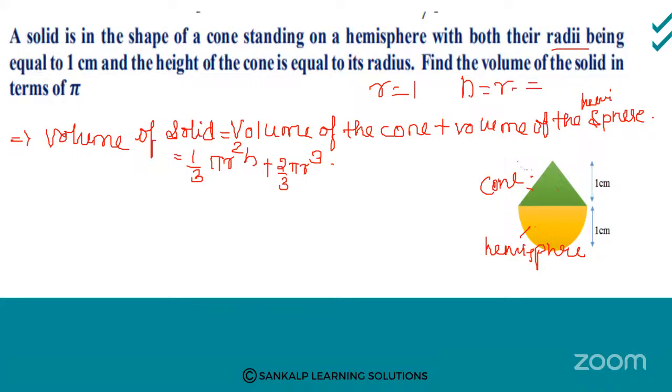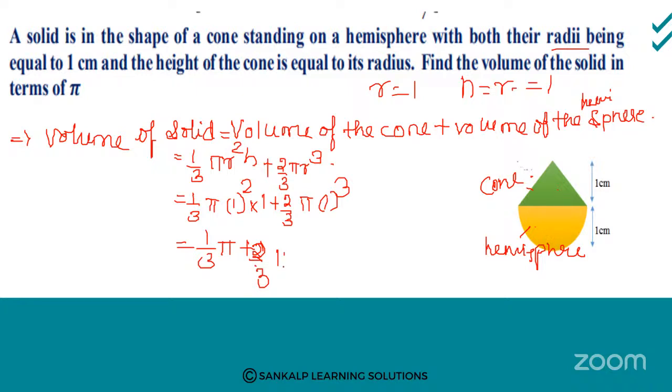That means the height is equal to r, that is equal to 1 because r is 1 here. So 1 centimeter. 1 by 3 pi into 1 square, and h value is also 1 here, plus 2 by 3 pi r cubed, r value is 1, that is equal to 1 cube. 1 by 3 pi into 1 square is pi, plus 2 by 3 pi into 1 cube is pi.